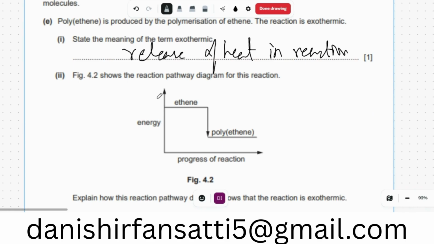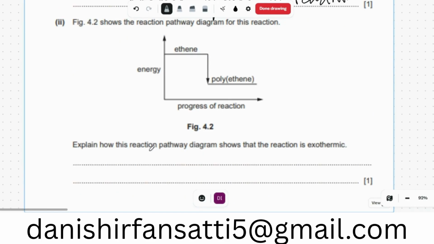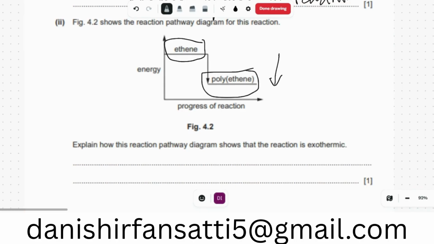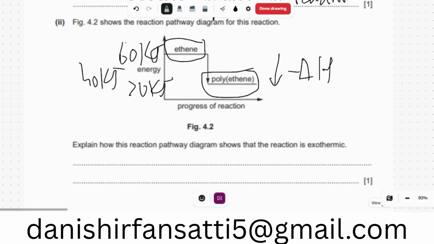Now show the path diagram for this reaction. Explain how the reaction pathway diagram shows that the reaction is exothermic. The energy level of the reactants is higher than the energy level of the products. So this energy, from here to here, has been released. That is called delta H. We know delta H is negative because, for example, it moves from 60 to 20 kilojoules, so 40 kilojoules of energy will be released into the atmosphere.